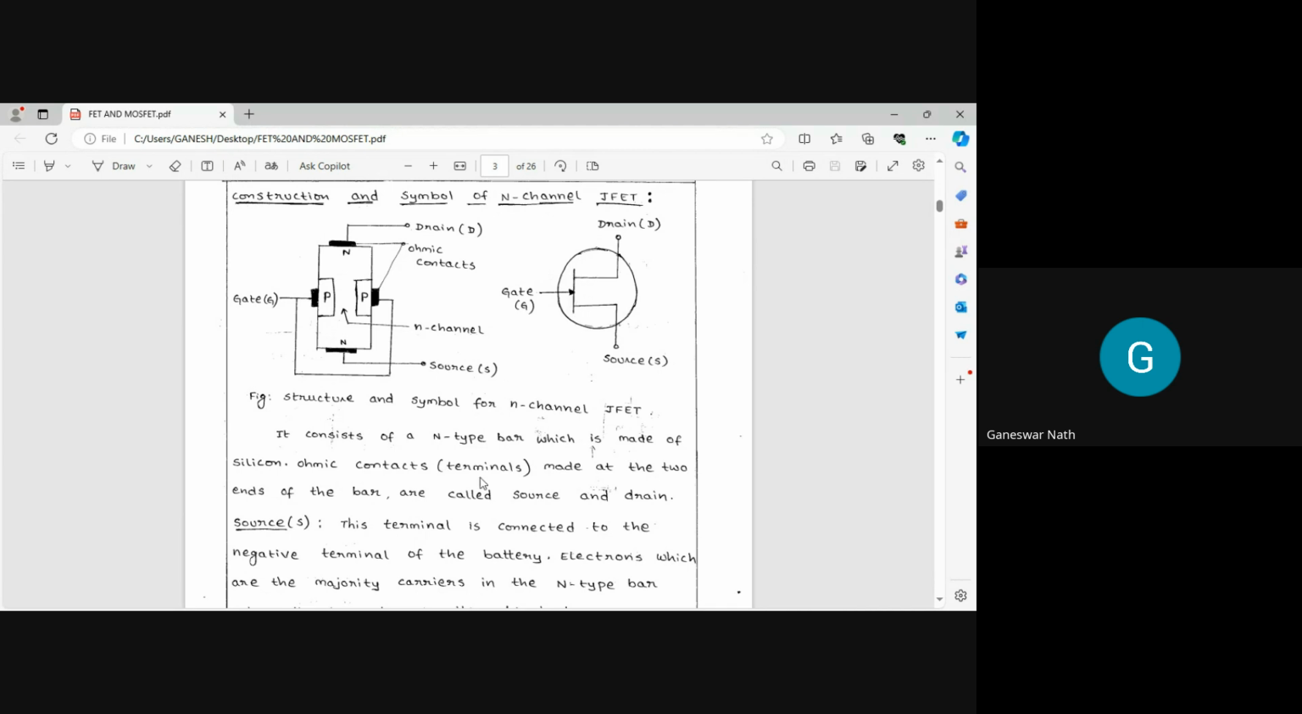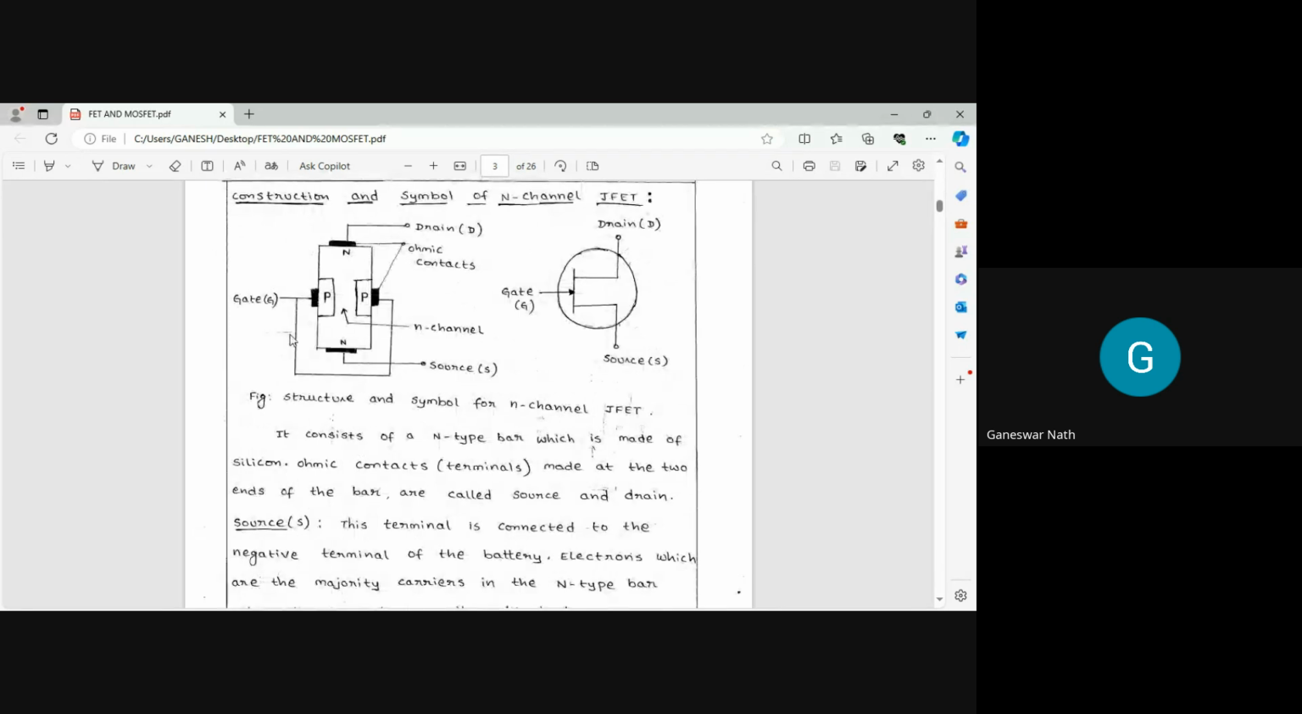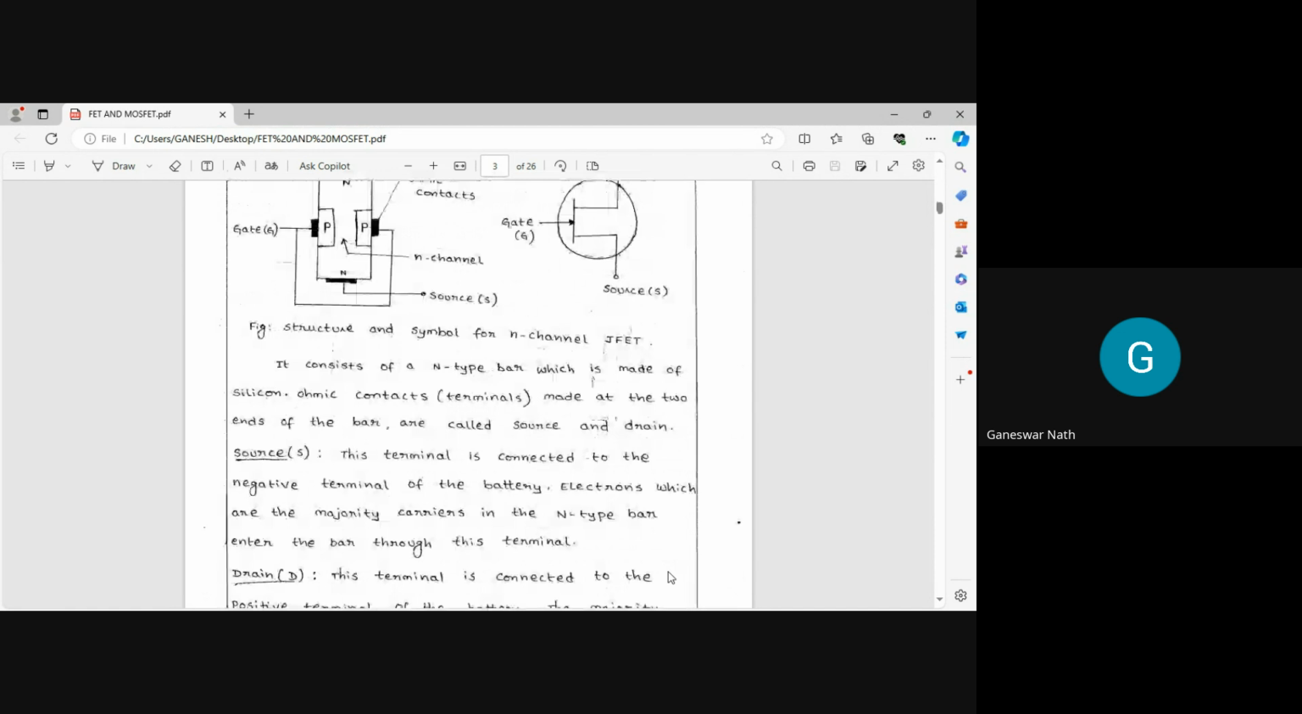Now it consists of an N type bar which is made up of silicon. Ohmic contacts made at the two ends of the bar are called source and drain. Then what is the source? This terminal is connected to the negative terminal of the battery. So electrons, which are the majority carriers in the N type bar, enter the bar through the source terminal.